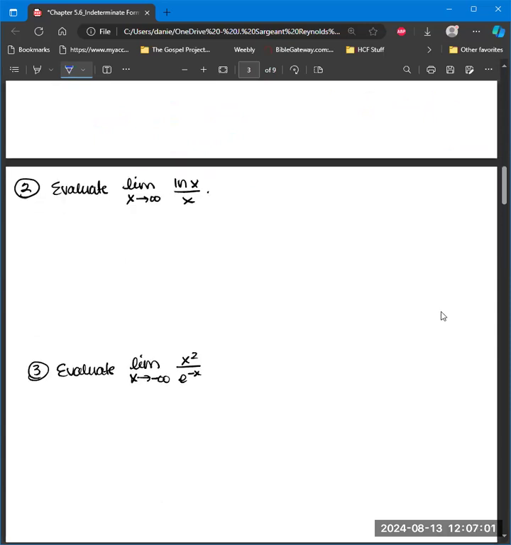Now, let's look at the limit as x goes to infinity of ln of x over x. I'm just going to show you these graphs. Ln of x is doing this, and y equals x is doing this. Yes, they're both going to infinity, but look how much faster y equals x is going to infinity. So we cannot do direct substitution here. We can evaluate the end behavior and see that this is going to the indeterminate form of infinity over infinity.